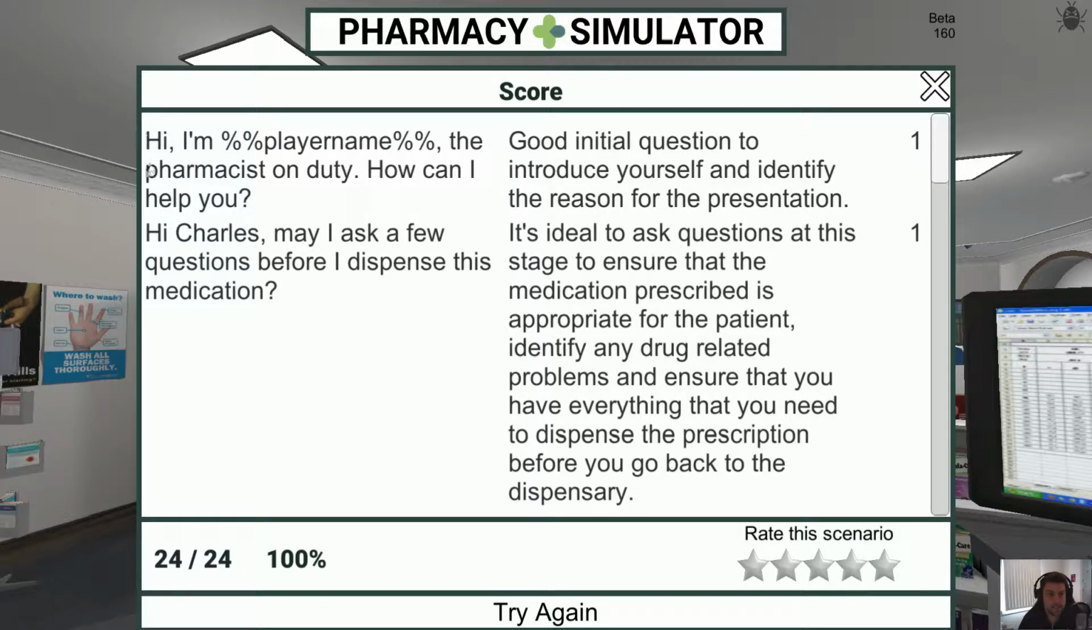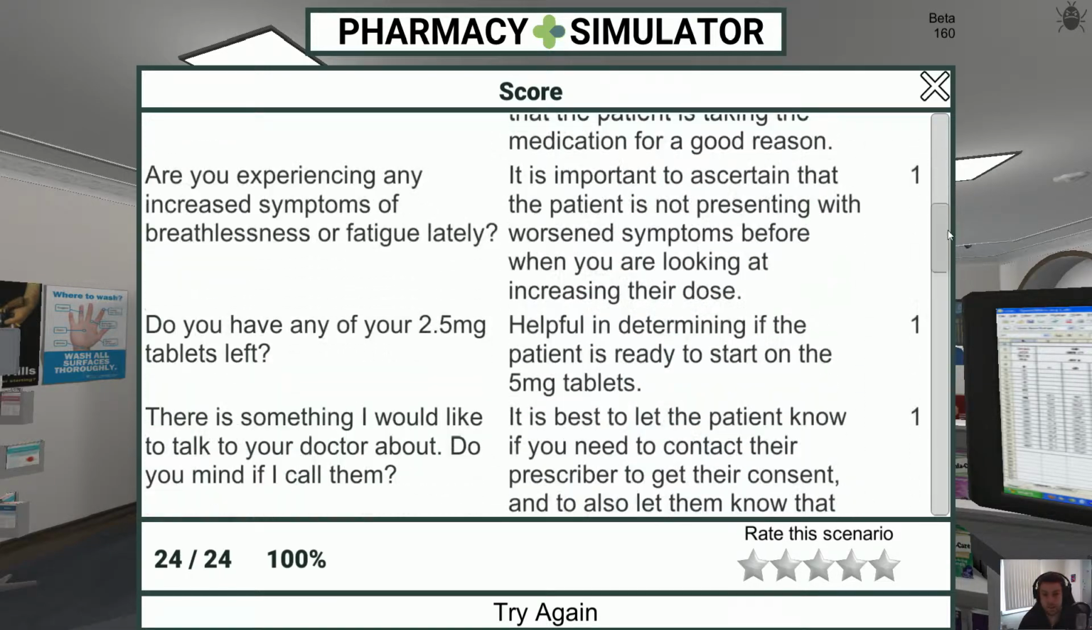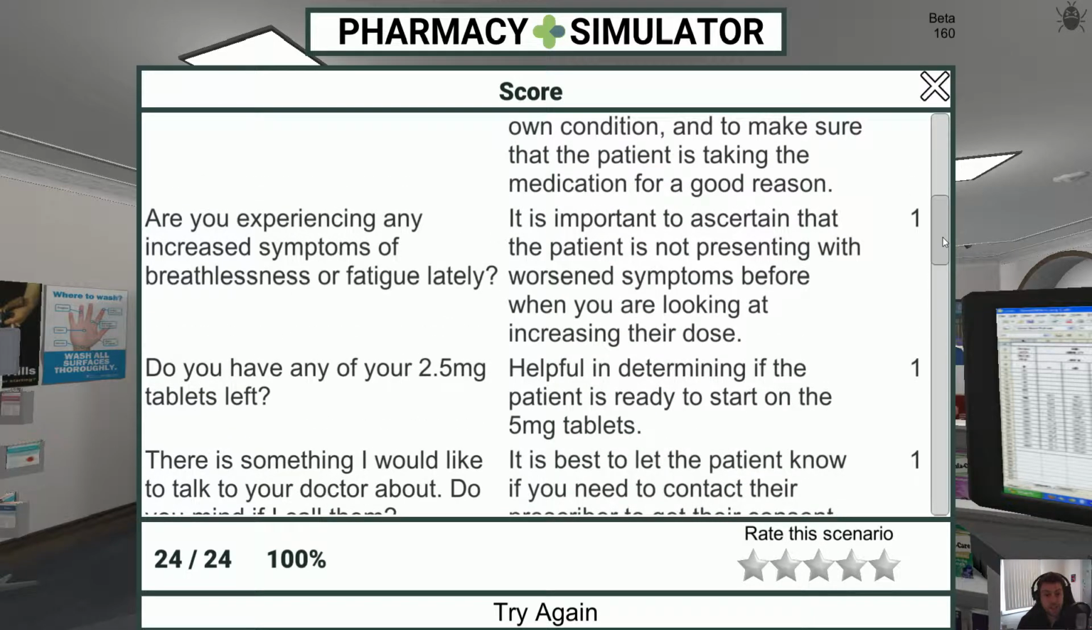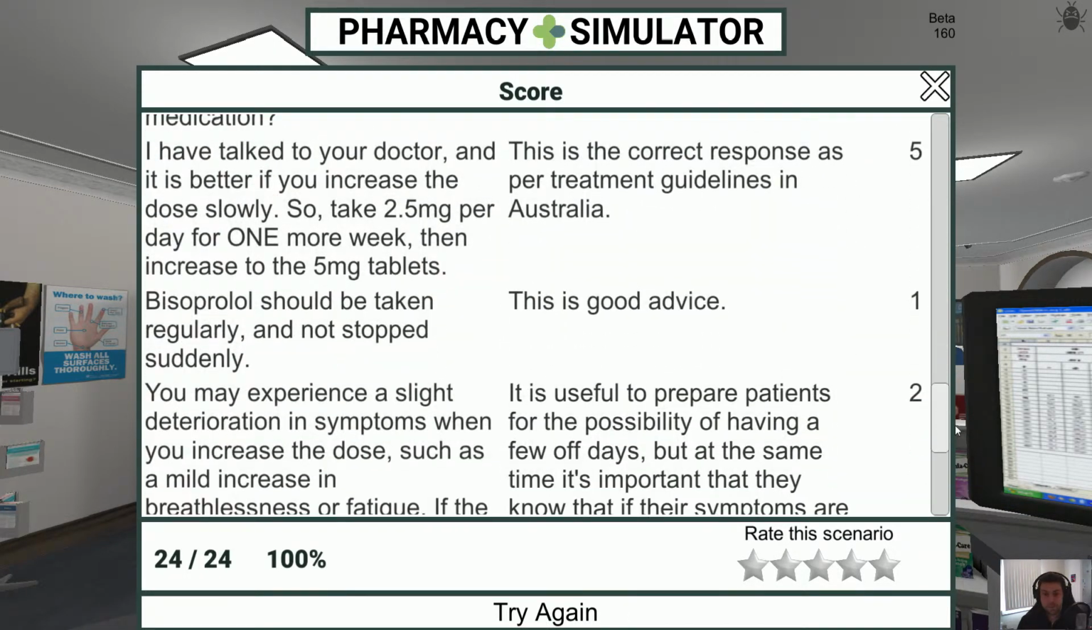Okay. So now we get this scorecard here. This details every action we performed. So the action is here on the left. The feedback associated with that action is on the right. And then we get a numerical score next to that. I can see that we did pretty well here. We got 24 out of 24, 100%. It's almost like I've done this before.